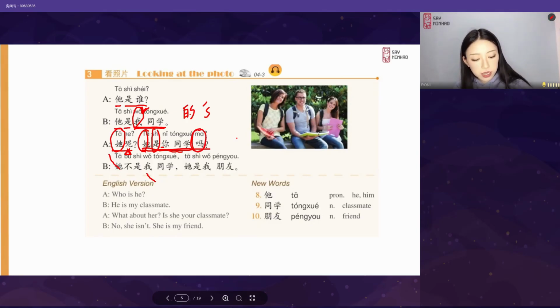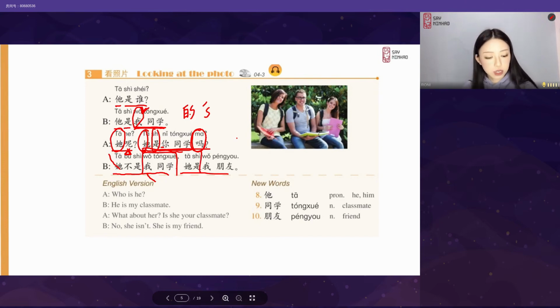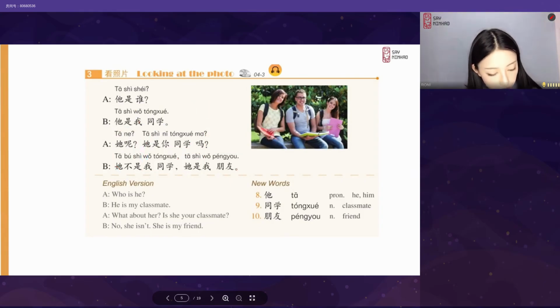Okay, next sentence. 他不是我同学. 不是 is the negative form of 是. It means no. She is not my classmate. 我同学, my classmate. And what is she? She is my friend. 他是我朋友. 朋友 means friend. 我朋友, my friend. Okay, now let's read it from the start. 3, 2, 1. 他是谁? 他是我同学.